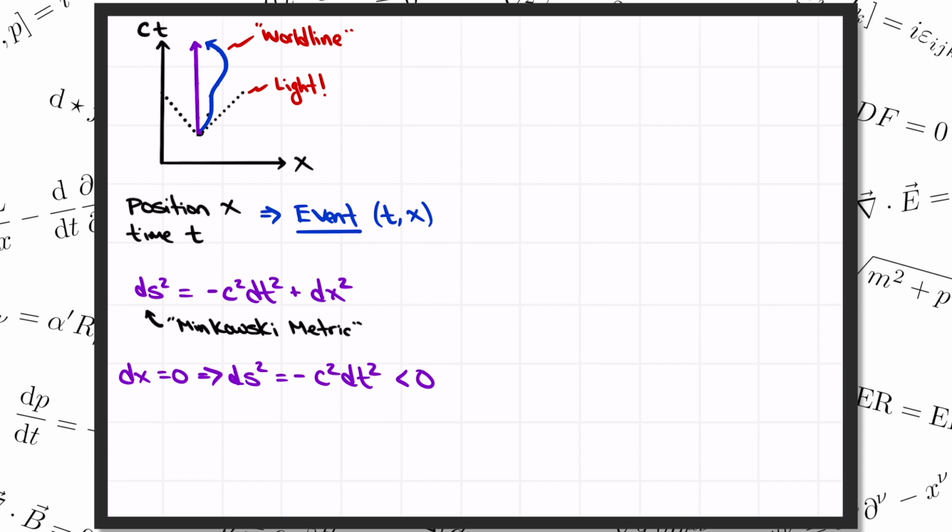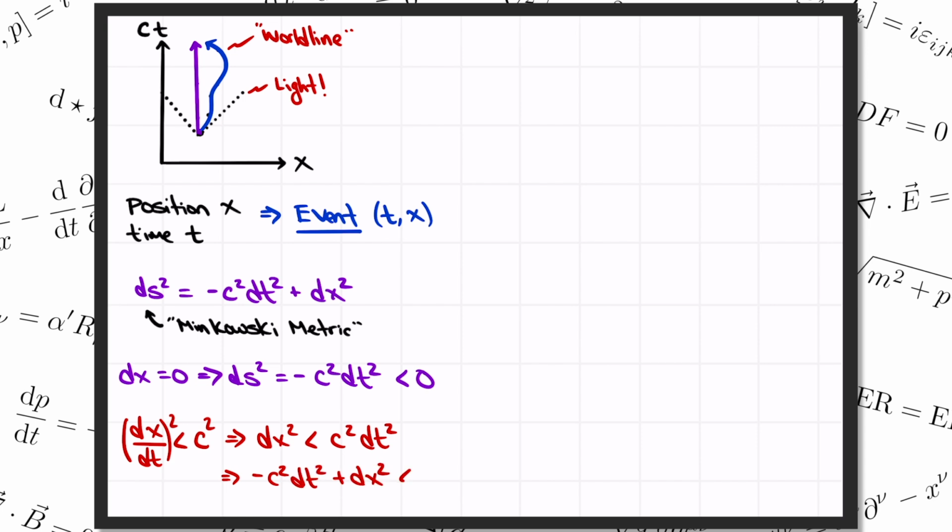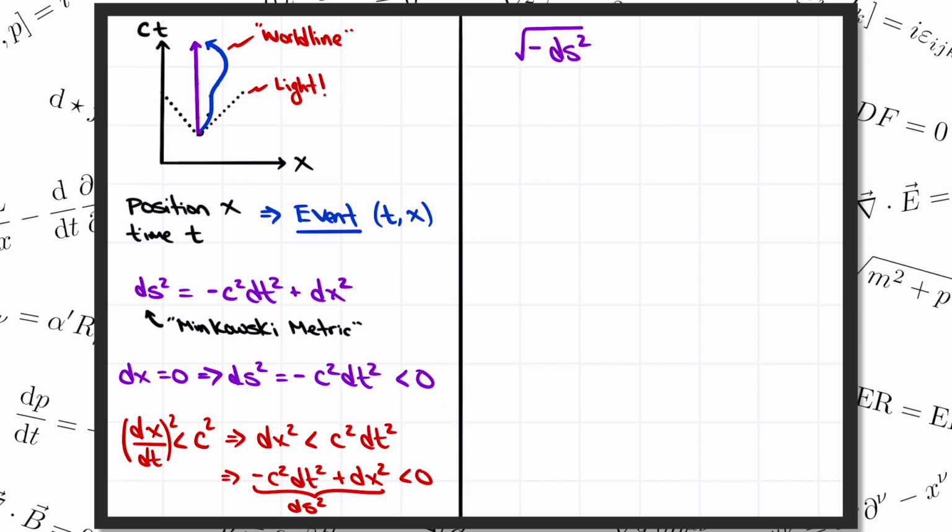The reason is that the speed of the particle, dx by dt, has got to be less than the speed of light, c. Then if we square both sides, we learn that dx squared is less than c squared dt squared. And therefore minus c squared dt squared plus dx squared is negative. So ds squared is indeed going to be negative, and that makes taking the square root a little bit awkward. So let's instead agree to flip the sign before we take the square root. Then the square root of minus ds squared is the square root of c squared dt squared minus dx squared.